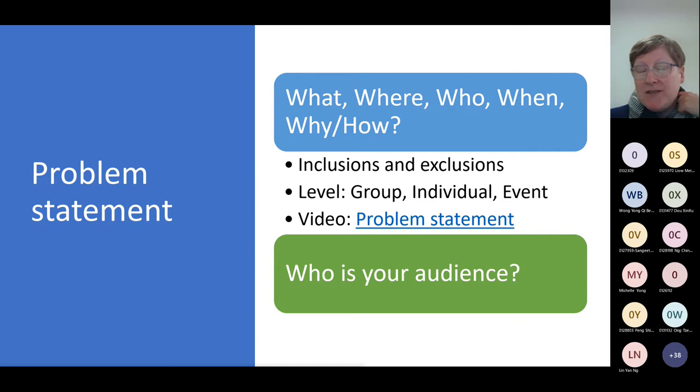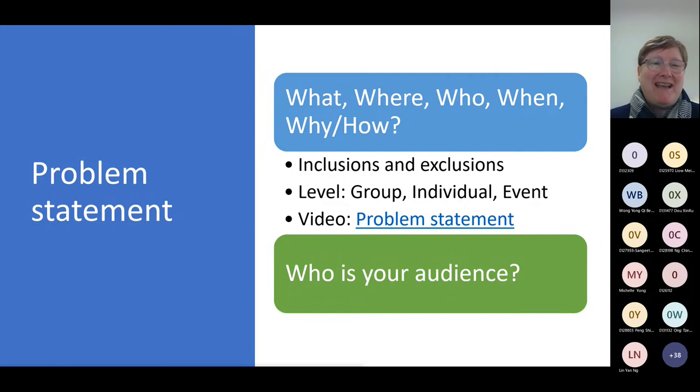So you need to be understanding when you do your problem statement what level you're considering, because this becomes important when you look at some of the theories you might use, because if you're looking at an individual and you use theories that are related to groups, then you've got to be able to say why it relates to that individual. So you're really trying to clarify the problem you're looking at, why that problem is important, and who it is important to. So I've got a video link in the slides, and I'm sure those slides can be shared. So just have a look at it, it's another way of processing the information.